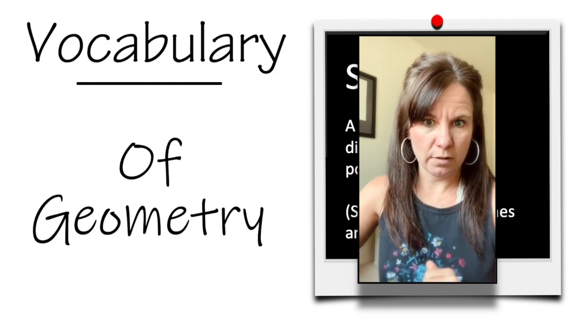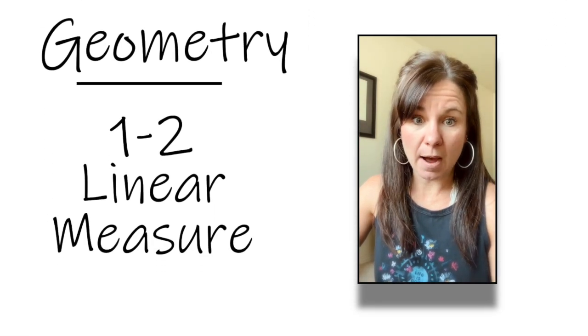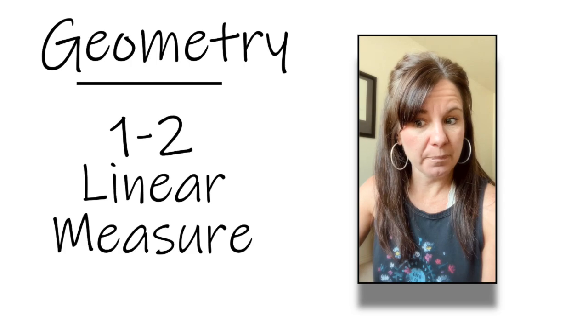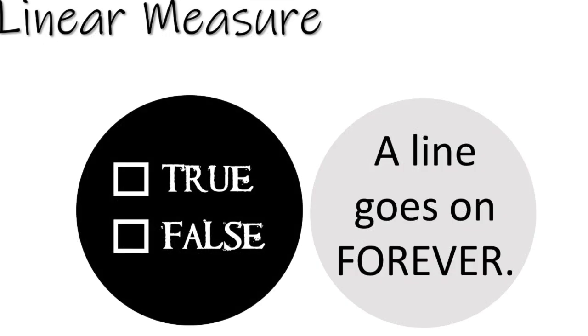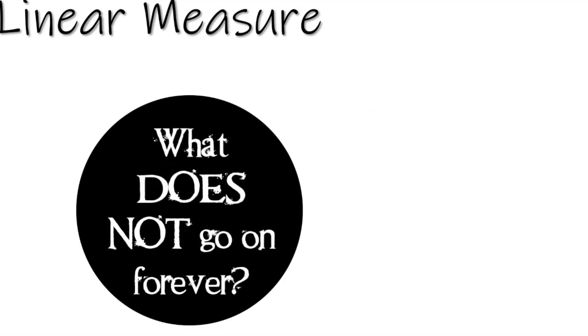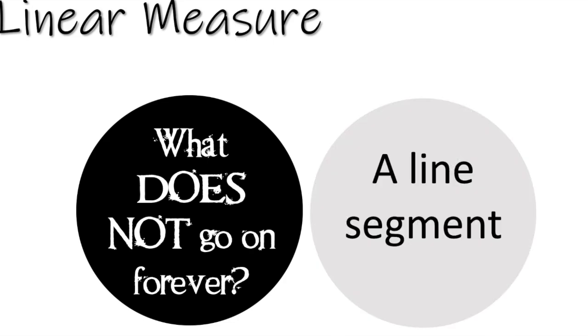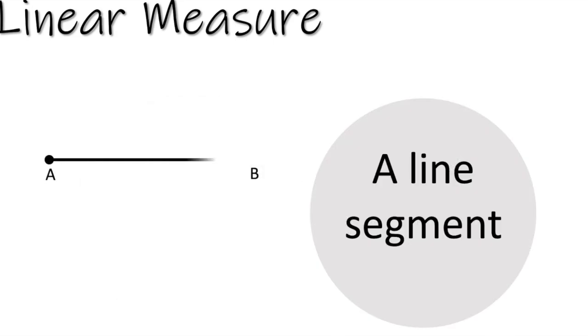Now we're going to start to use some of that as we're talking about linear measure. Okay? Pop quiz. True or false? A line goes on forever. Does a line go on forever? True. Okay, what does not go on forever? That would be a line segment. For example, AB is a line segment.